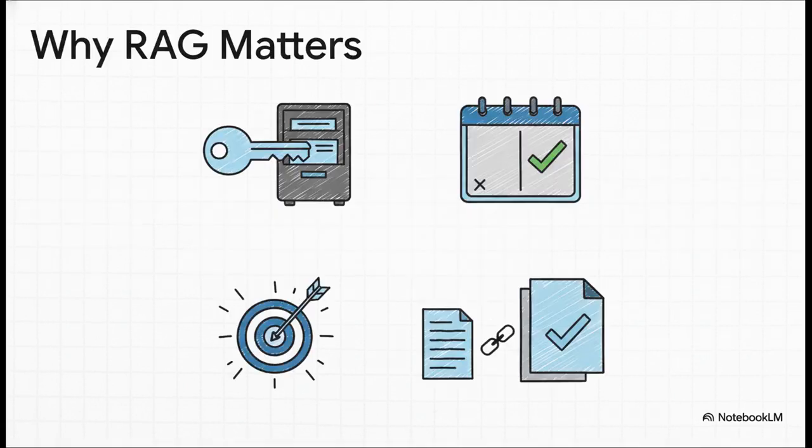So, why does RAG matter so much? Well, it means you can give the LLM access to private or proprietary information. It can use data that was created long after its training was finished, and this dramatically improves accuracy and reduces those weird hallucinations we sometimes see. It can even cite its sources. It's how you get evidence-based, trustworthy answers.